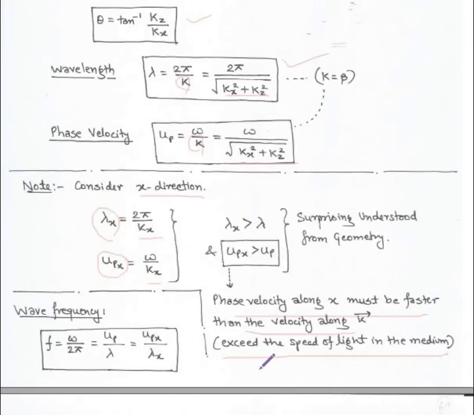And here there is a term that is called the wave frequency. Wave frequency can be written as omega upon 2 pi, or phase velocity upon lambda, or phase velocity towards x upon wavelength towards x.